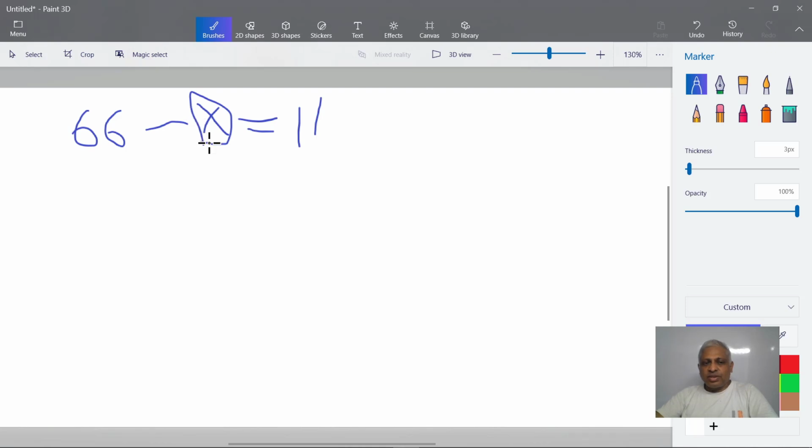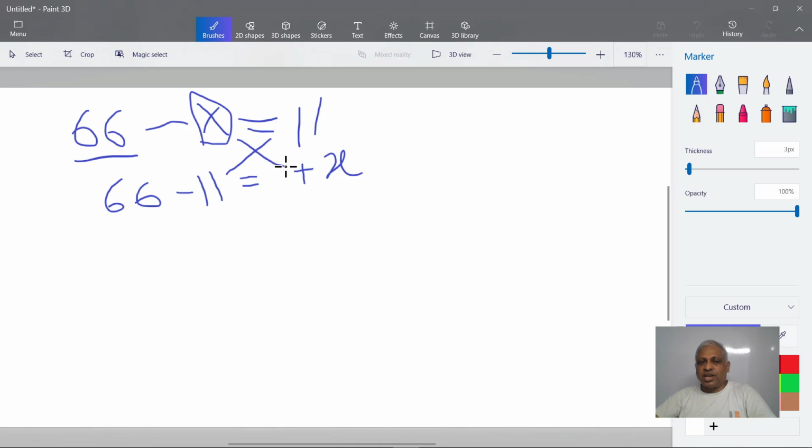If this is a minus and it goes this side, it becomes plus. So this will be plus x, and this 11, which is plus already, if it goes this side, will be minus 11. Keep the equals there, and this is 66. The problem is 66 minus x equals 11. Now we simply shifted this number to the left and x to the right. Plus x, you can write simply x.